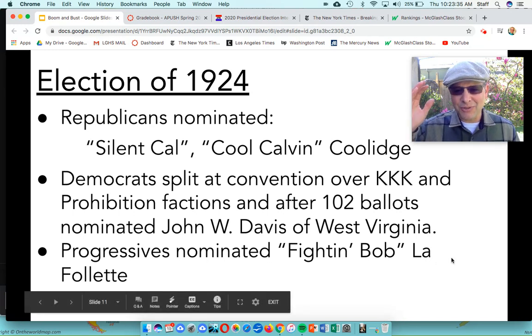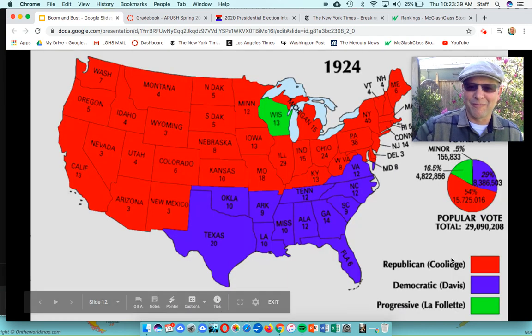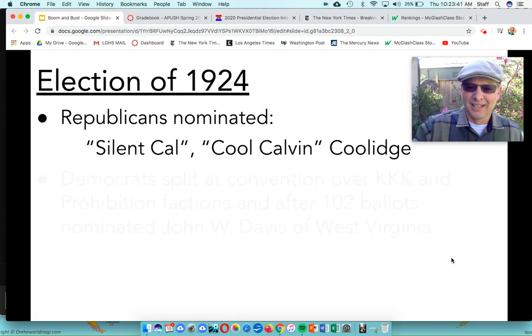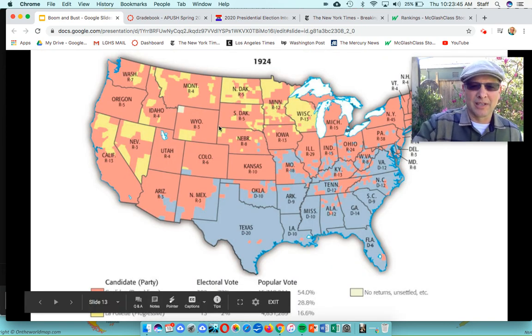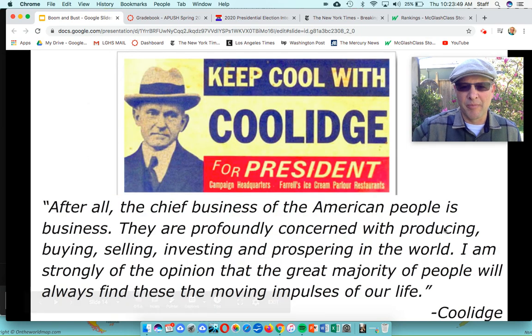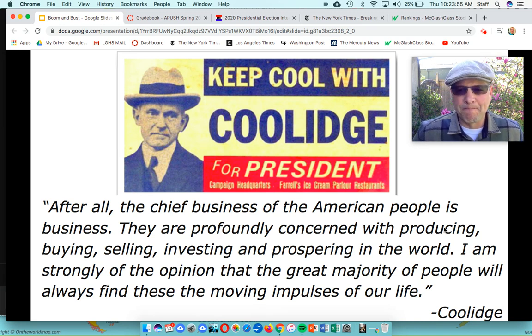And then you had the last of the great progressives. The Progressive Party ran Fighting Bob La Follette. Where is he? That's all right. And he, as you can see, did kind of well up around in the farm states. But no, Coolidge gets the election, and we have another 4 years. He chose not to run in 1928. 4 more years of laissez-faire economic conservatism.